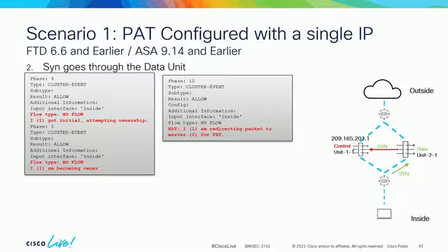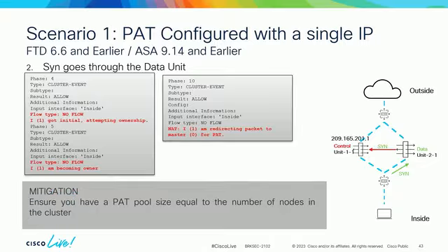And this is just a simple scenario formed by 2 units. But we know that there are cases where we have 4, 6, 8 units in the cluster. Here is where we could impact the CCL link and where we could cause low performance in the cluster. So the mitigation would be to apply the best practice, which would be to ensure that we have a PAT pool size equal to the number of nodes in the cluster.